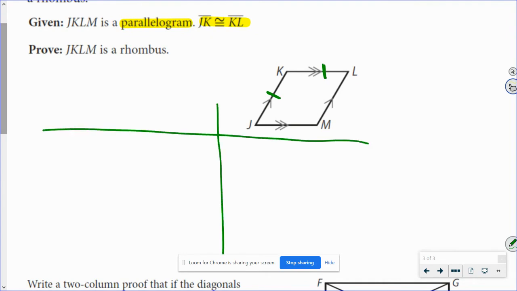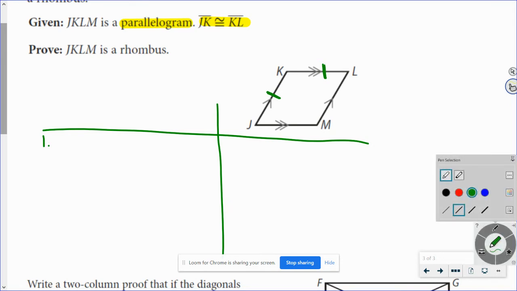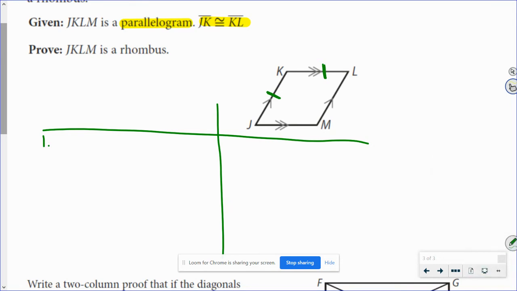So remember, in your 2-column proof, what always goes first? The given information, right? So that's what I'm going to write first. First, that it is a parallelogram. We have parallelogram JKLM. And you can definitely just draw that shape there. That's fine. That means parallelogram. And what else was given? Those 2 consecutive sides were also given to us. Given. Okay. Prove it's a rhombus.